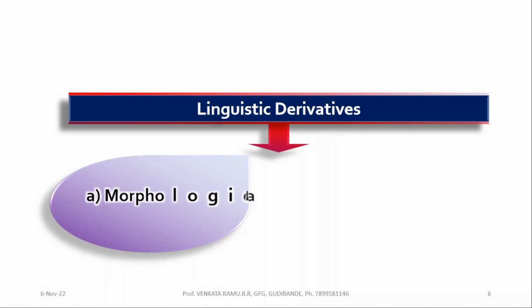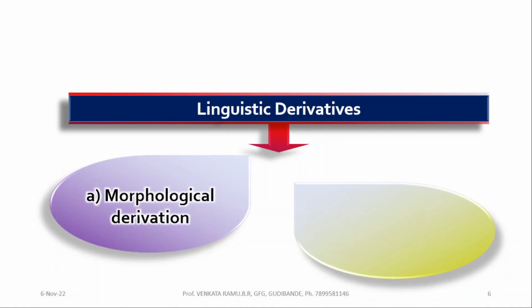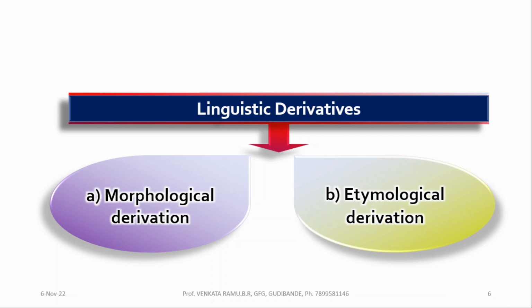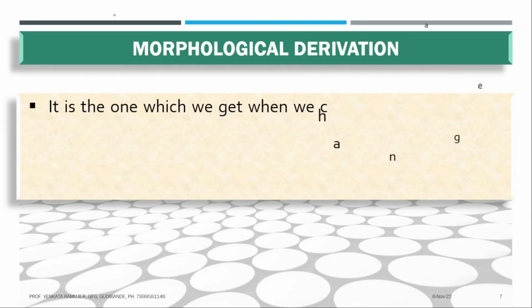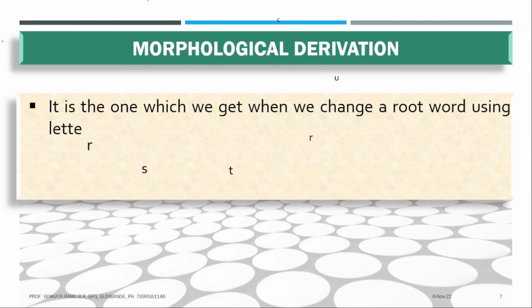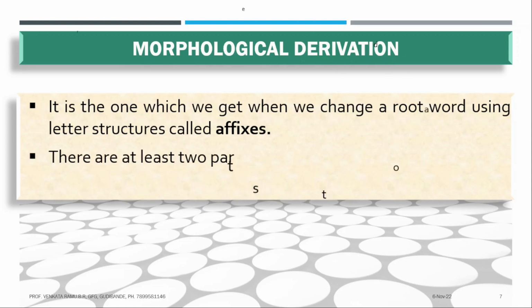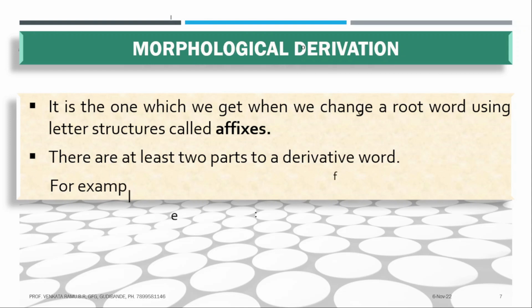There are two types of linguistic derivatives. The first one is called morphological derivation. The second one is called etymological derivation. Let us know the morphological derivation. The morphological derivation is the one which we get when we change a root word using letter structures called affixes. There are at least two parts to a derivative word. For example, in a word like foolish, fool is the root word, ish is the affix.